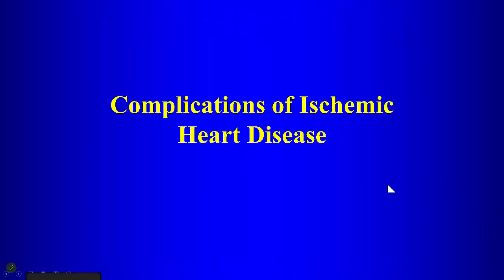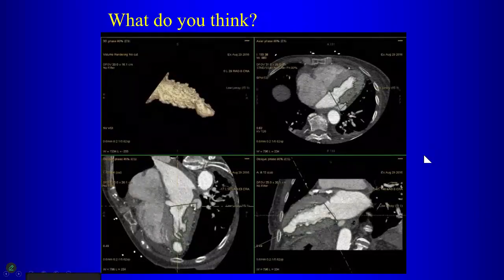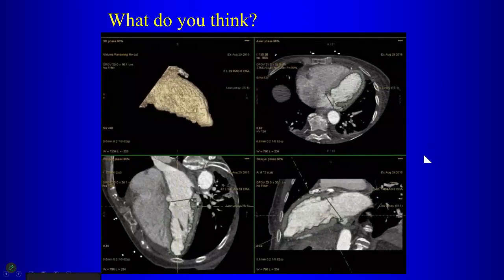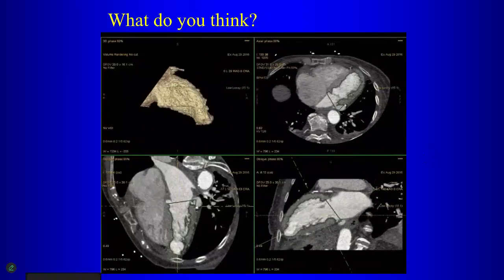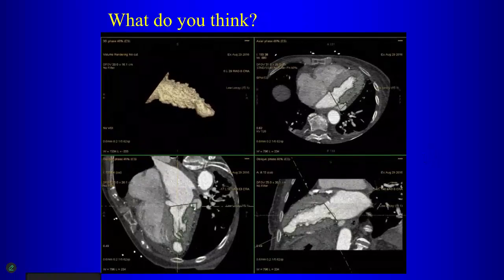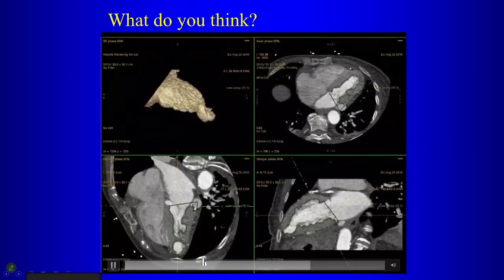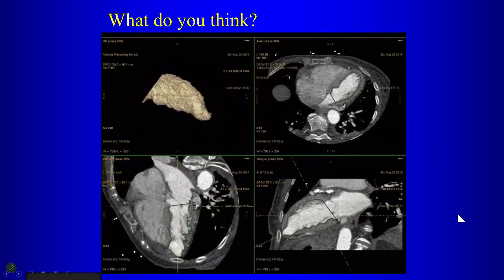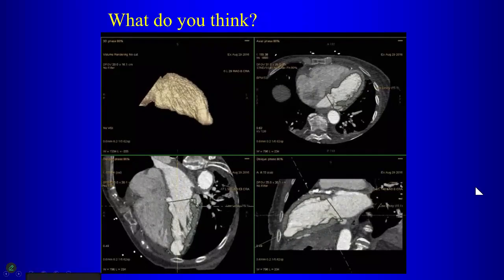So complications of ischemic heart disease. What kind of study are we looking at here? Well, what kind of study is this? That's the easy question. Yeah, this is a CT. You can see what the bones look like, right? So that's a CT scan, full retrospective gating. So here's the left ventricle. So what's abnormal?